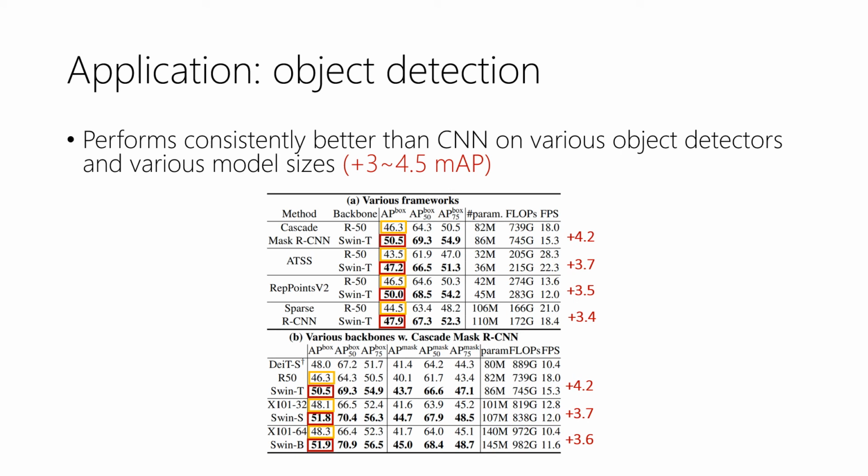The improvements over previous backbones are universal. For example, on these 4 detection methods and 3 different model sizes, Swin transformer performs consistently 3 to 4.5 points better than ResNet with similar model size and computation.